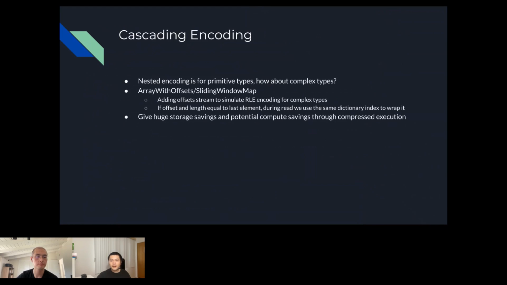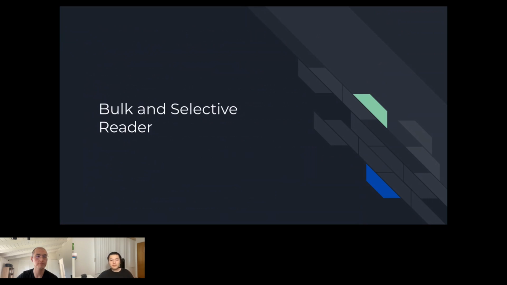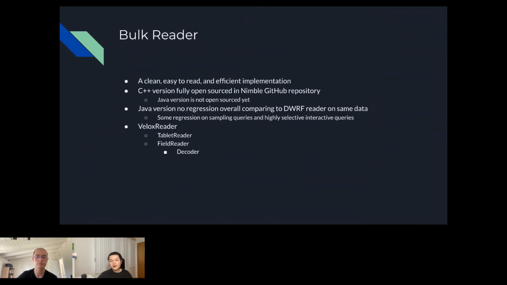So next. Now I'm going to give a very brief introduction about how the Nimble readers are implemented. We have two sets of readers. The first reader is a bulk reader. That one is already out there in the Nimble GitHub repo. It's fully open sourced, and it's cleanly designed, easy to read, and very efficient.